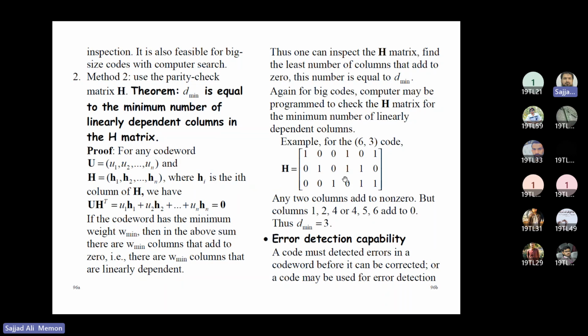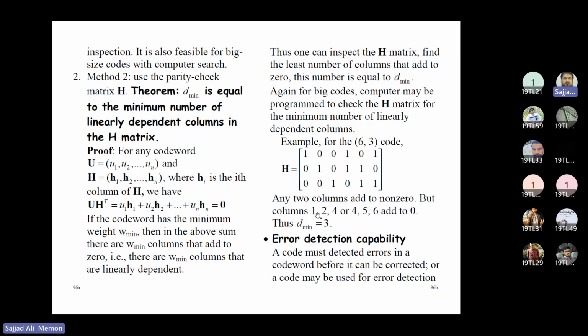So it says that these are the columns, and if we add them and they turn out 0, this number is equal to D minimum. That is the least number of columns. Like in this particular example, 7-4 code, any two columns add to non-zero, but we need a 0 column. If we add any two columns, like 1 and 2, so 1 plus 0 is 1, and that is non-zero.